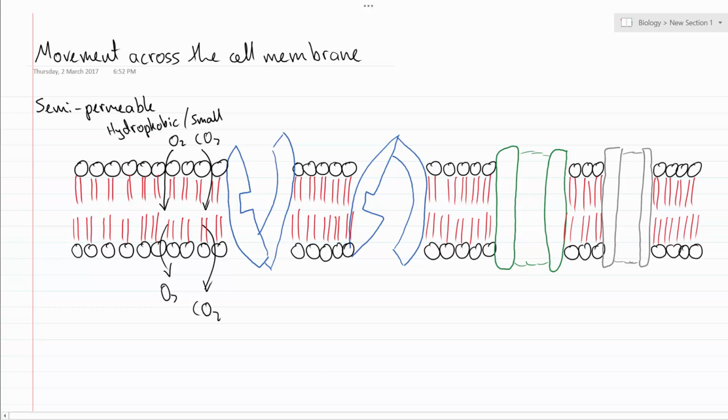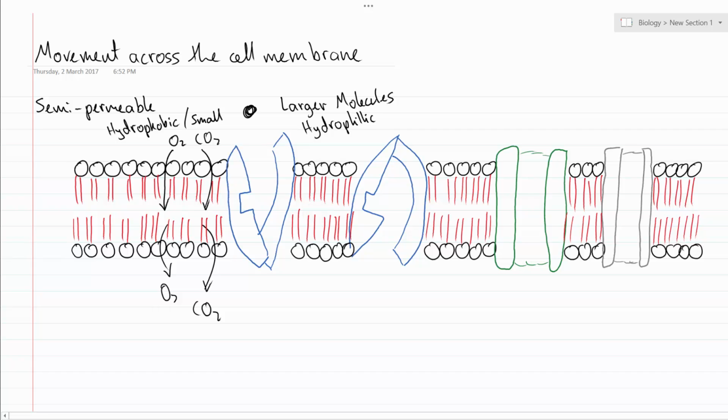Now, if we have larger molecules, especially if these are hydrophilic, so water-loving, these are going to find it quite difficult to make their way across the cell membrane because of their size. They're going to find it too hard to make their way through the phospholipids. And if they're hydrophilic, they're also not going to want to enter that hydrophobic environment, the tails. So one such molecule is glucose.